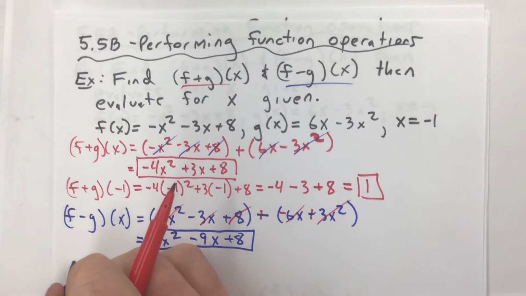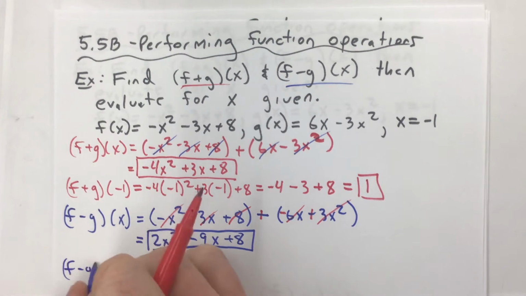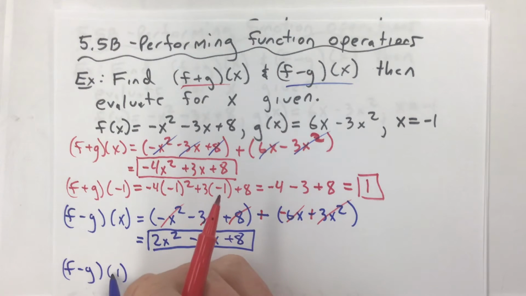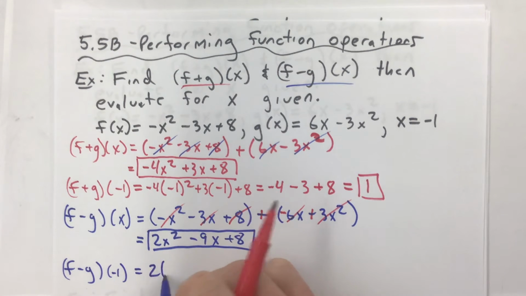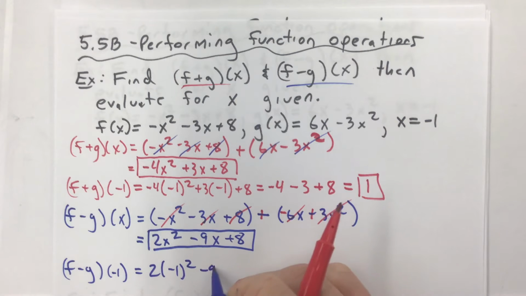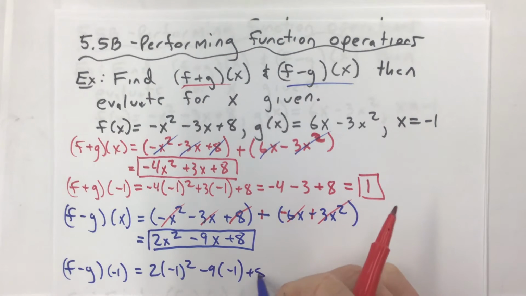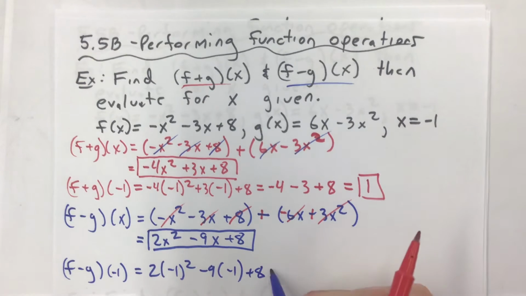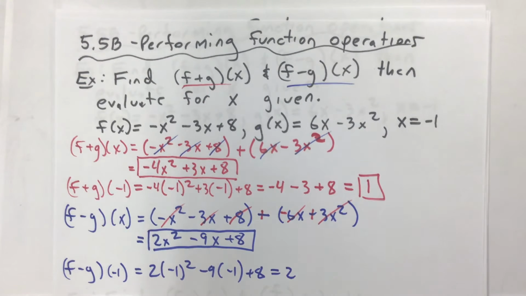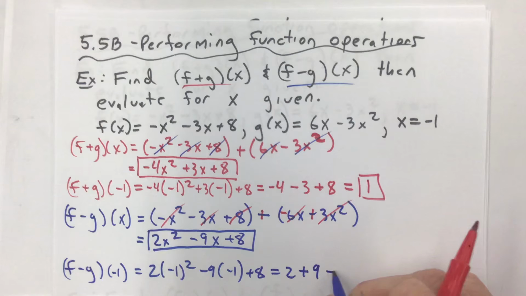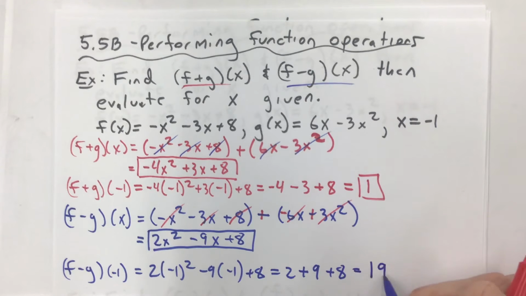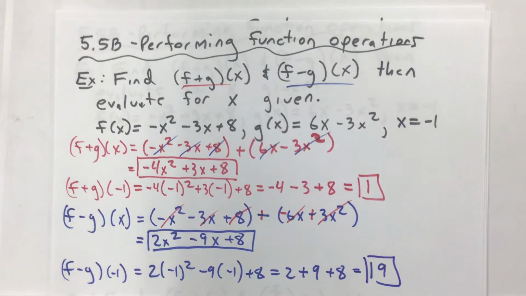And again, we can find f minus g of x this time. F minus g of -1 equals 2 times -1 squared minus 9 times -1 plus 8. -1 squared is 1, times 2 is 2. -9 times -1 is 9. So I get 2 plus 9 plus 8. 2 plus 9 is 11, plus 8 is 19. So the answer for f minus g of -1 is 19.